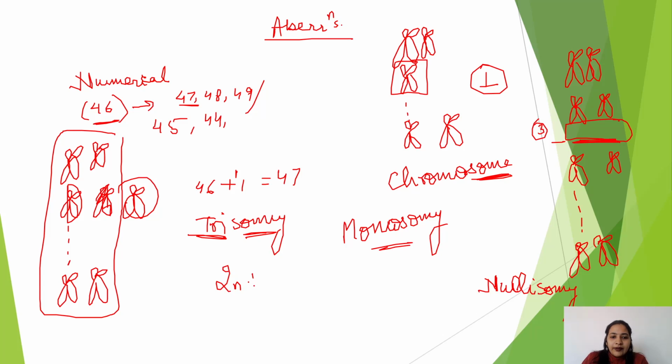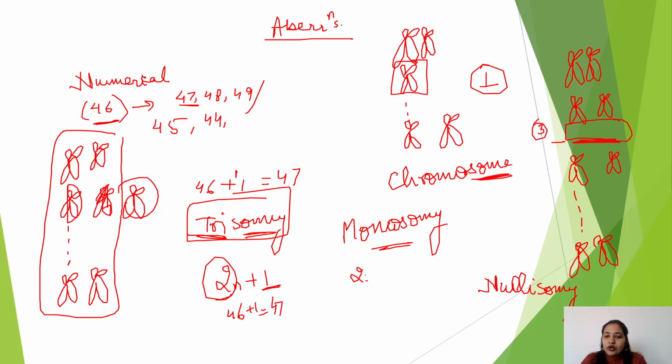So 2n plus 1. Why? Because 2n means 46, plus 1 means 47. So 47, as I told you, is the case of trisomy. Coming to monosomy, we have 2n minus 1 because 46 minus 1 is 45. So this is the way of representing them. Trisomy is 2n plus 1, monosomy is 2n minus 1, nullisomy is 2n minus 2 because from the pair we have both the chromosomes absent, right? So this is numerical aberration.